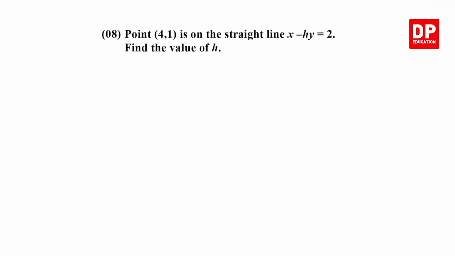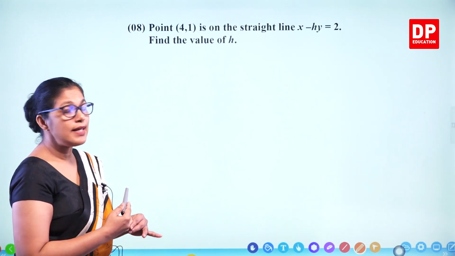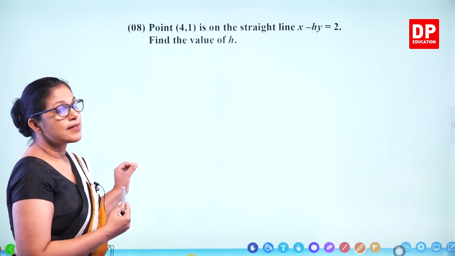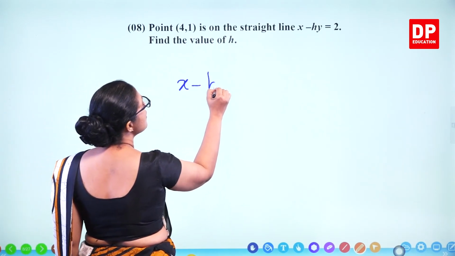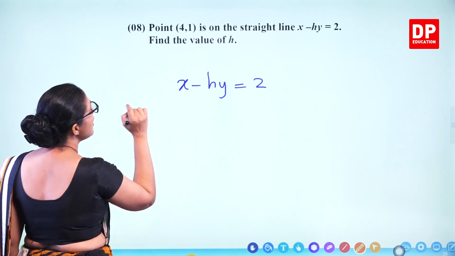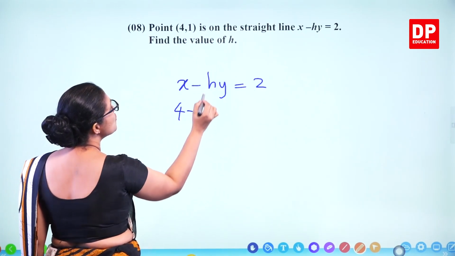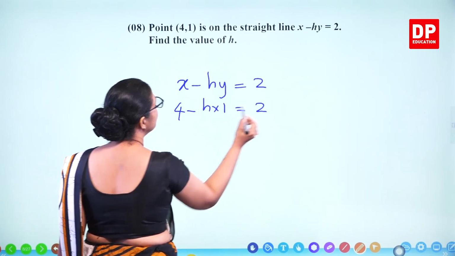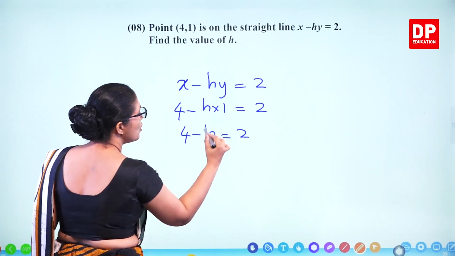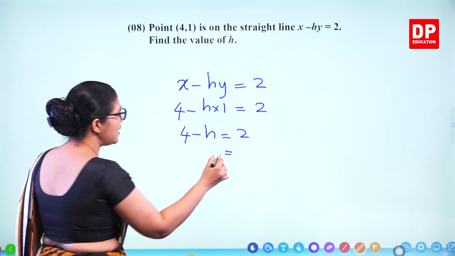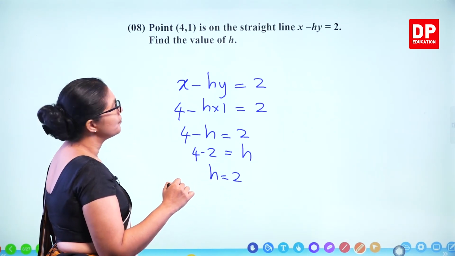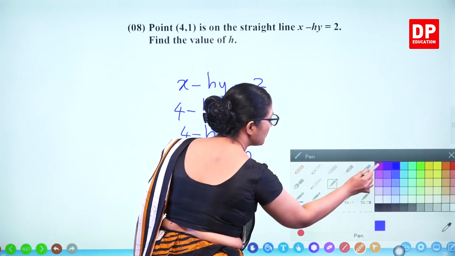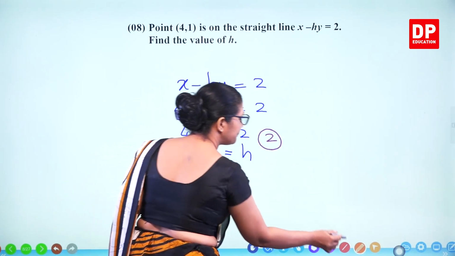Question number 8. (4, 1) is on the straight line. Find the value of h. So that means you can substitute x and y values because they satisfy the equation. So x minus hy equals 2. When x equals 4, y equals 1. Substitute. 4 minus h equals 2. Take 2, minus h to the other side. h becomes 4 minus 2. So h equals 2. That's an easy one. Just substitution. 2 marks.